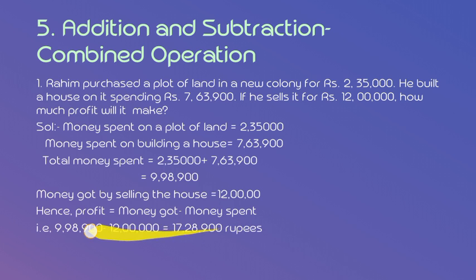So hence profit is equal to money got, that is money got by selling the house, 12 lakh, minus money spent. Then money spent, how much had he spent? 9,98,900. So what answer will you get children? 17,28,900 rupees is the profit. Clear? Now look at question number 2.